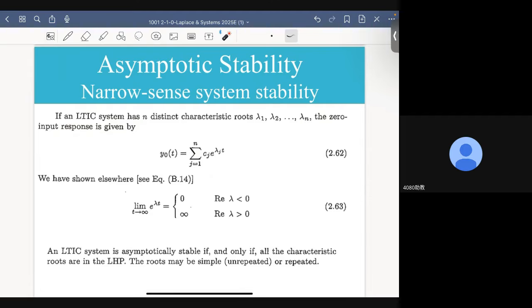I'm sorry, I made a mistake. Let me rephrase the statement again. Here we have an LTIC system, and it has n distinct characteristic roots. These n distinct characteristic roots can be real numbers, and they can also be complex conjugate numbers.